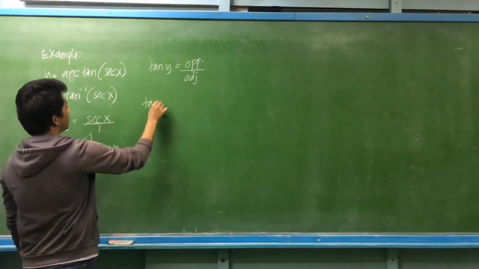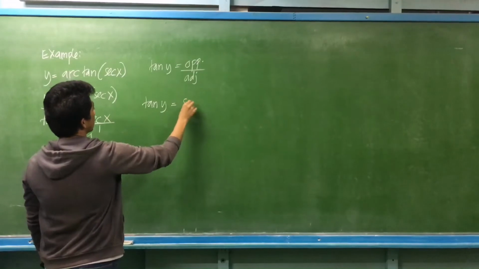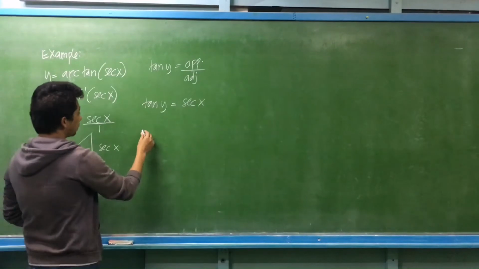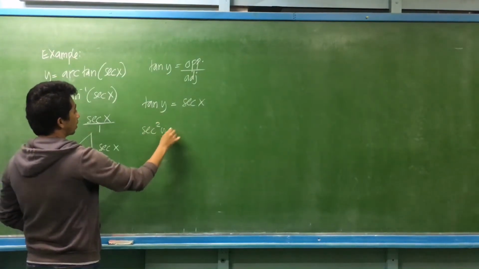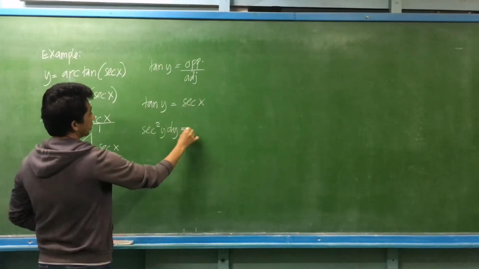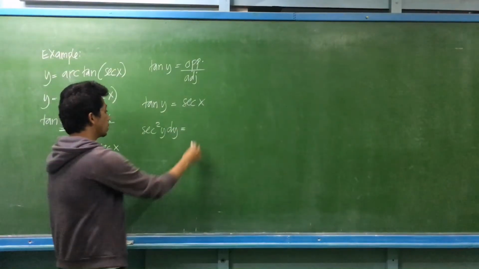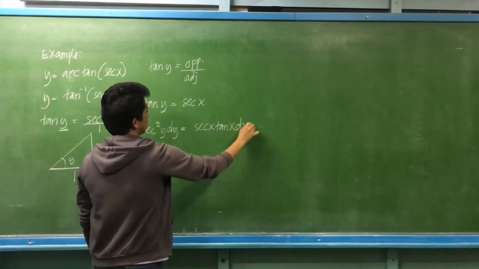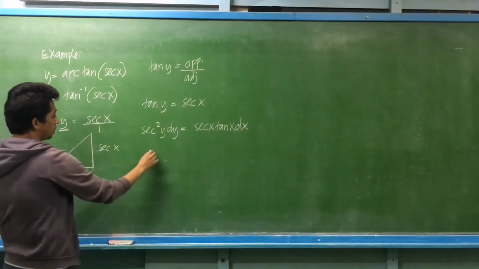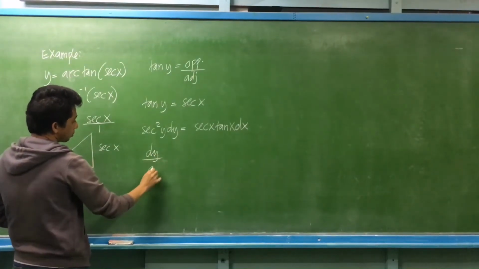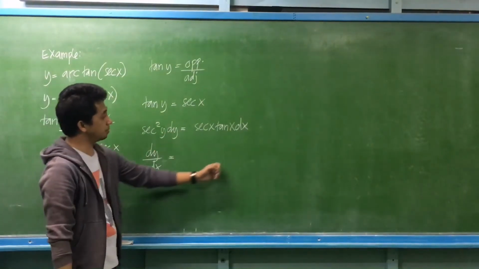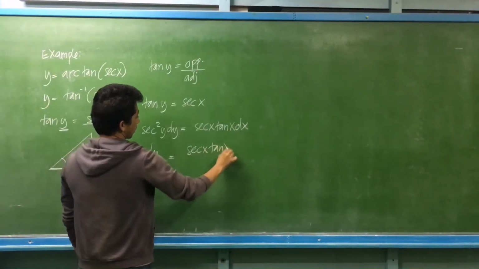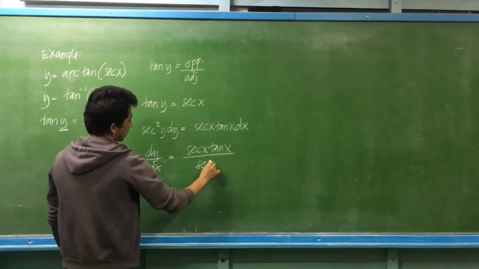So this is now tangent of y is equal to the secant of x. What is the derivative of tangent? The derivative of tangent is secant squared y. Derivative of y is dy. Derivative of secant is secant of x tangent of x dx. So we have the equivalent now of dy over dx. So dy divided by dx is equal to secant of x tangent of x divided by the secant squared of y.